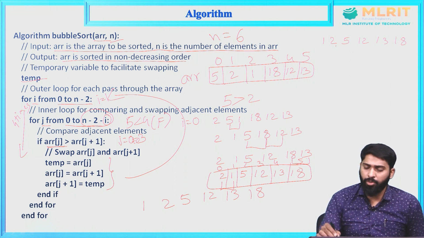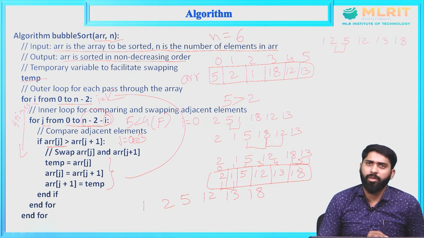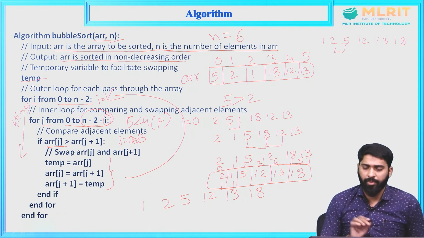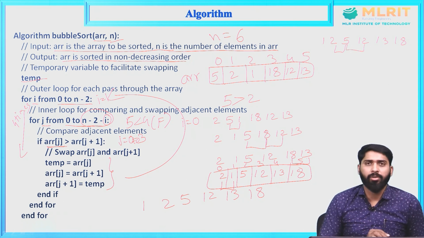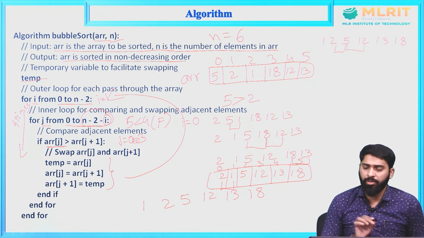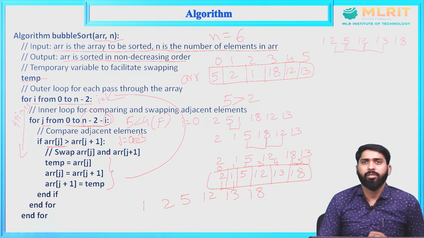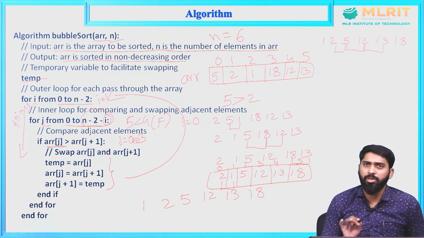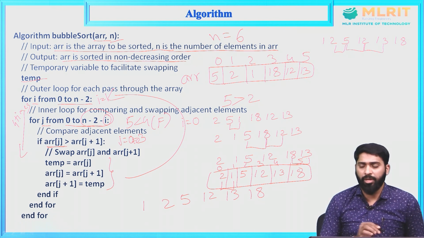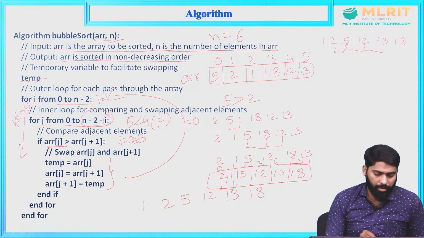Next again 2 compared with 5. So 2 is smaller than 5, so no swap. Again compare 5 with 12. So 5 is not greater than 12, so no swap. Again compare 12 with 13. Yes, 12 is not greater than 13, so no swap. Okay. Again the j value becomes 4. 4 less than 4 is false.